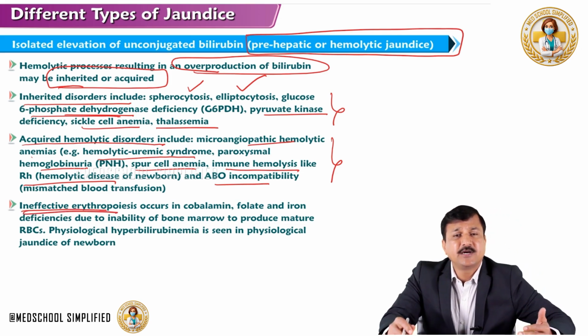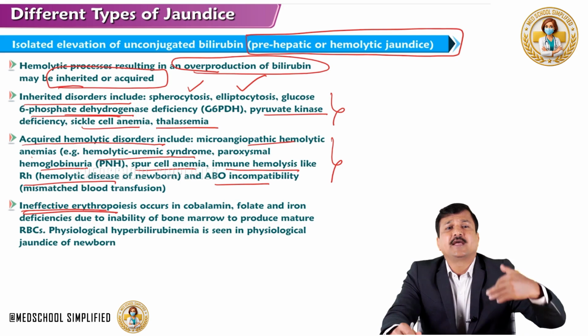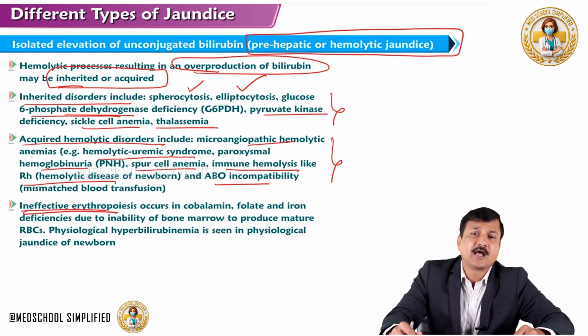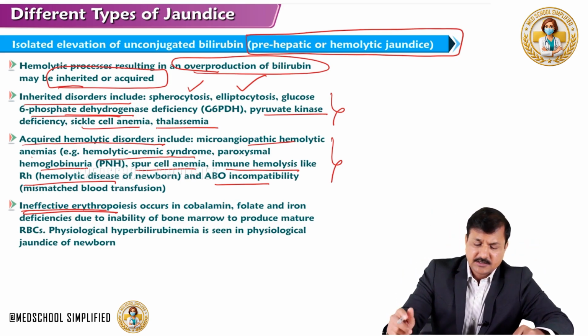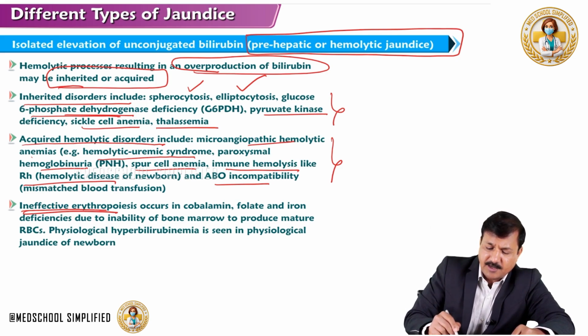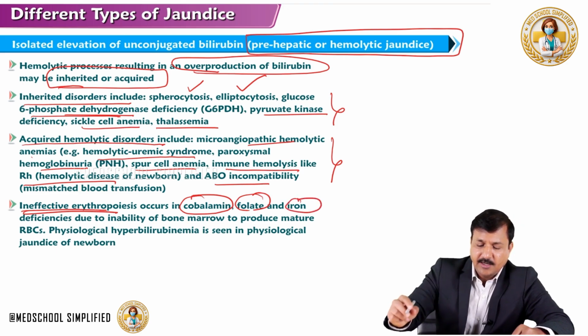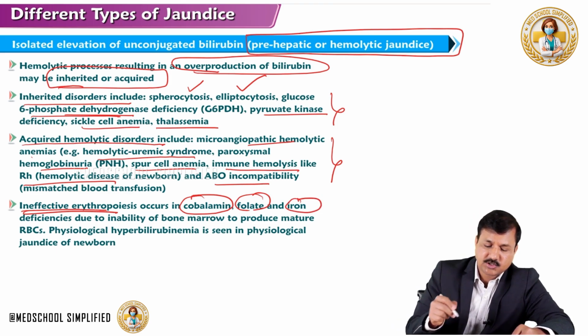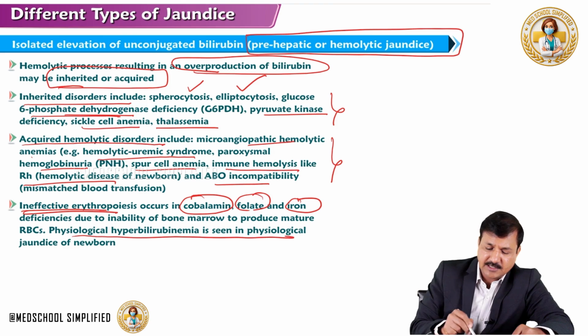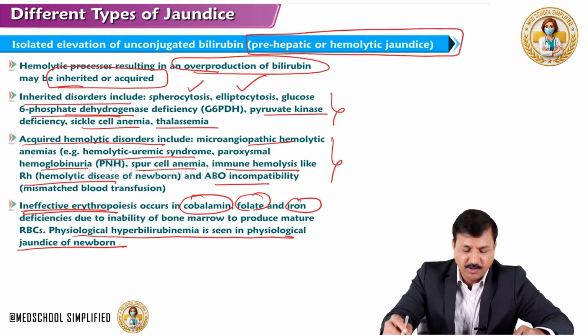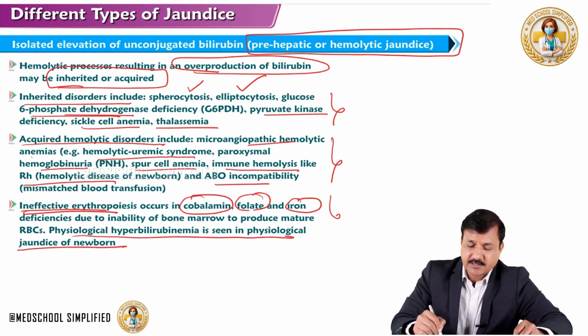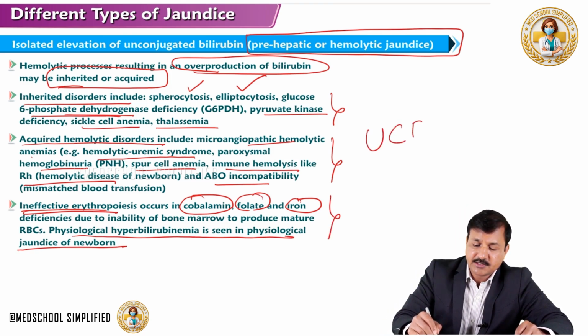That means red blood cells are made, but they will be destroyed because they are simply not normal red blood cells. That type of ineffective erythropoiesis can be found in cobalamin deficiency, folate deficiency, and iron deficiency, where the inability of the bone marrow to produce mature red blood cells can be seen, and physiological hyperbilirubinemia seen in physiological jaundice of the newborn. So, in all these conditions, there will be elevated levels of predominantly unconjugated bilirubin.